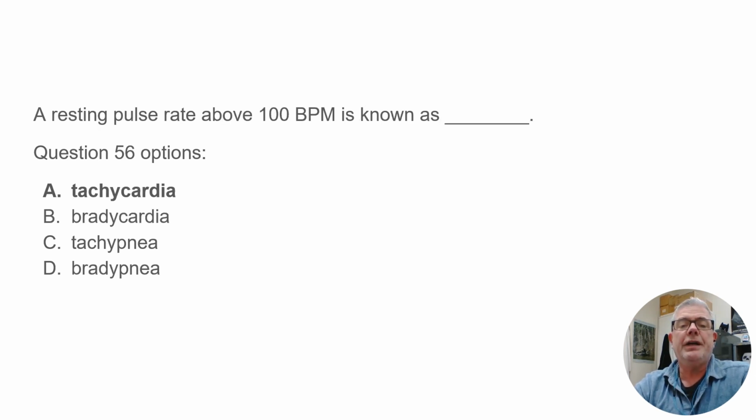A resting pulse rate above 100 beats per minute is known as tachycardia. Bradycardia would be defined as a resting pulse rate of below 60 beats per minute. Now, just because something's a little bit below or a little bit above doesn't necessarily mean it's pathologic. It's just a term we use. The term tachypnea refers to rapid breathing. The term bradypnea, as you figured out by now, means slow breathing.